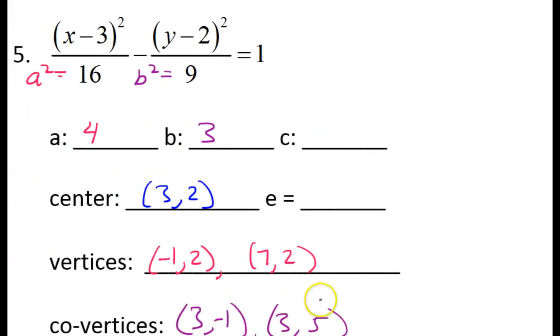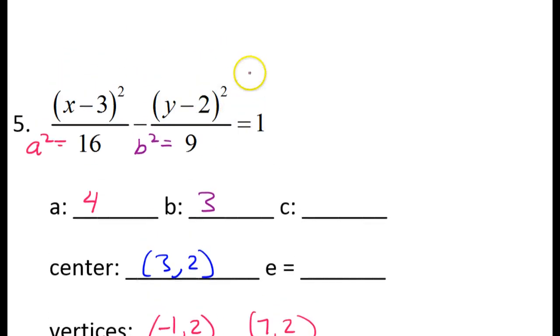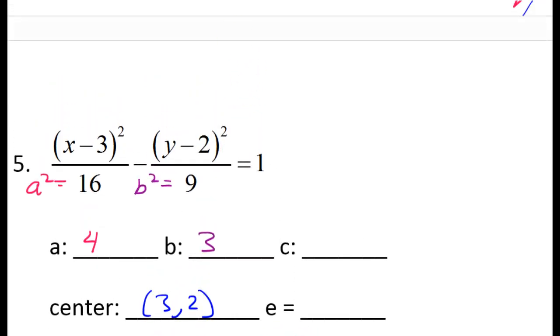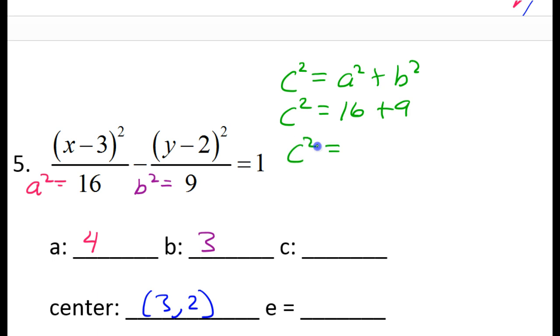Okay, so for hyperbolas, we know that the relationship between a, b, and c goes c squared equals a squared plus b squared. For ellipses, it's minus, but for hyperbolas, it is plus. So c squared is equal to 16 plus 9. So c squared is equal to 25. So c is equal to 5.